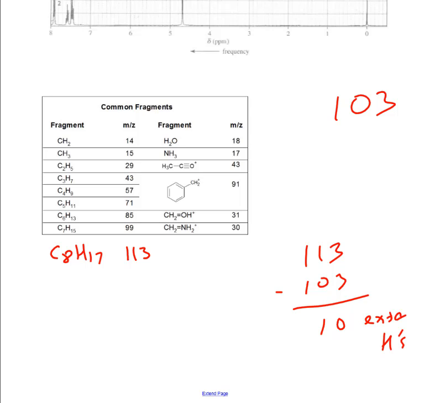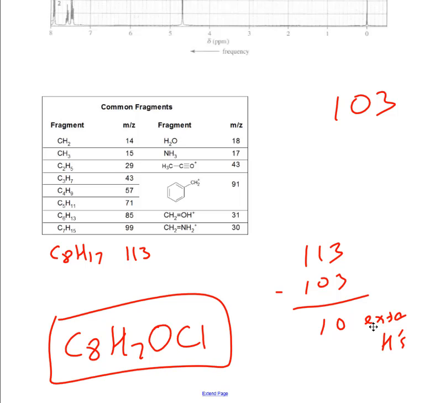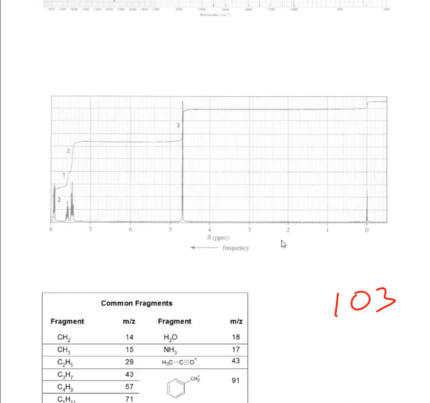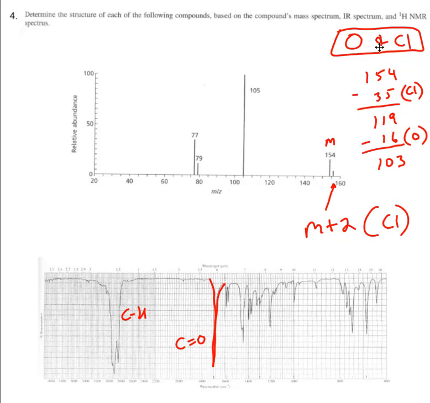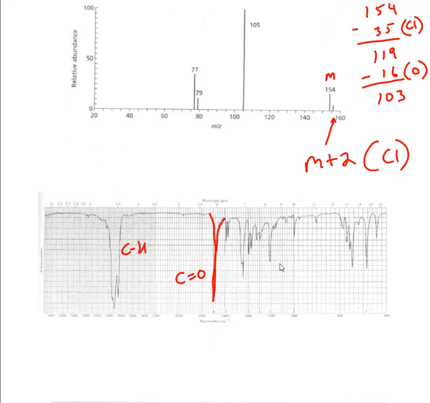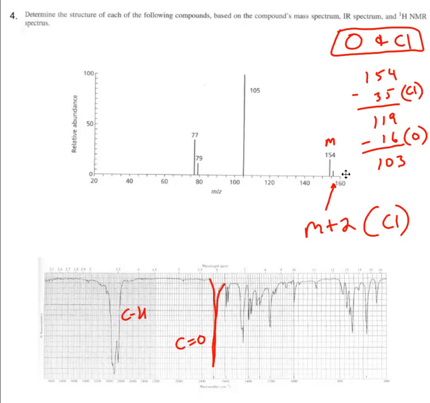So our formula is C8H. Now, remember, we're minusing 10, H7, and then we know there's an O and we know there's a Cl. That's the formula right there. C8H7OCl. I hope that's clear. First, we figured out that there's an O from carbonyl. Then we figured out that there's a Cl from M plus 2. We deduct them from the full mass, and we're left with just carbons and H's, and that's it.